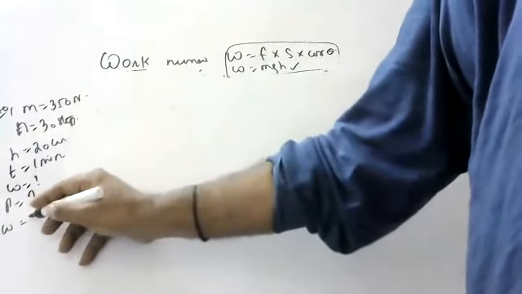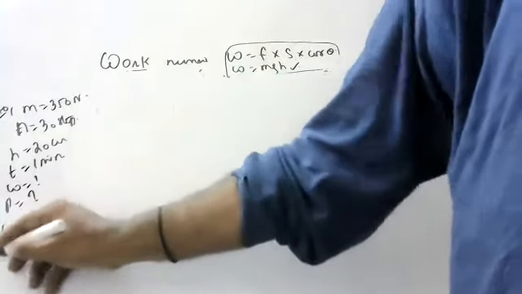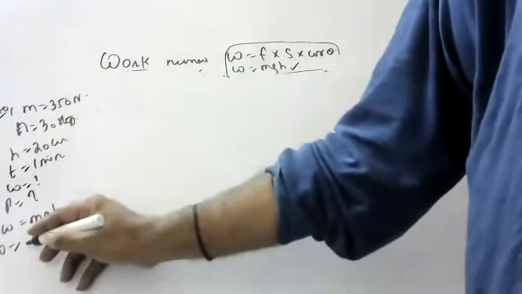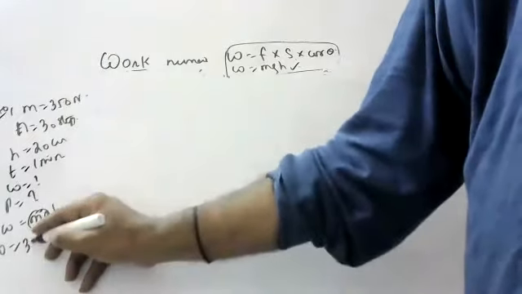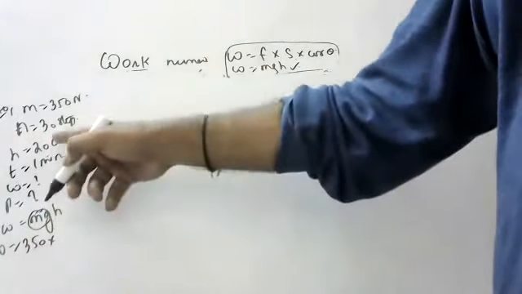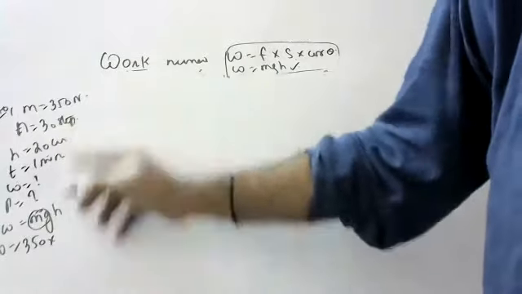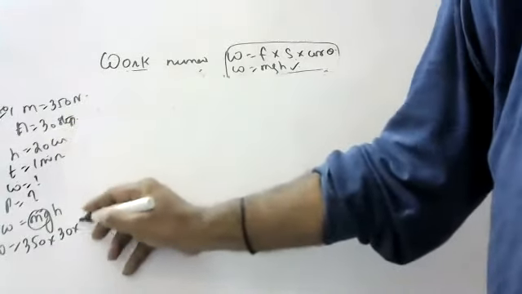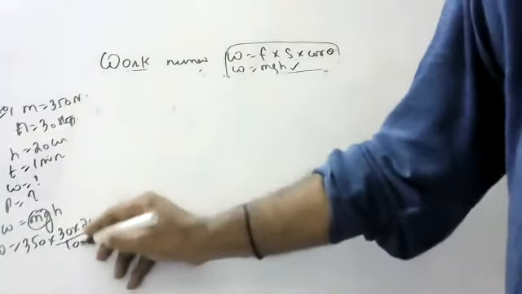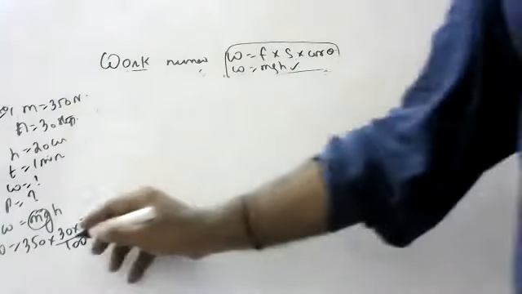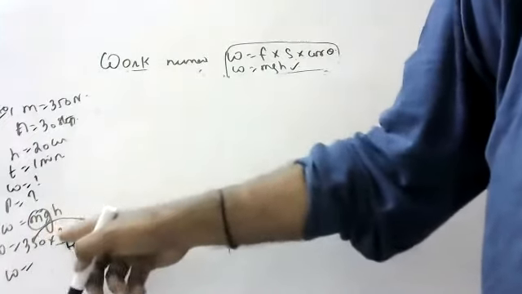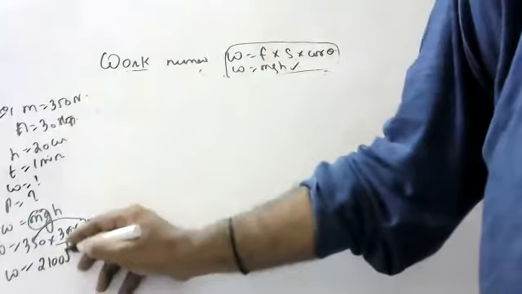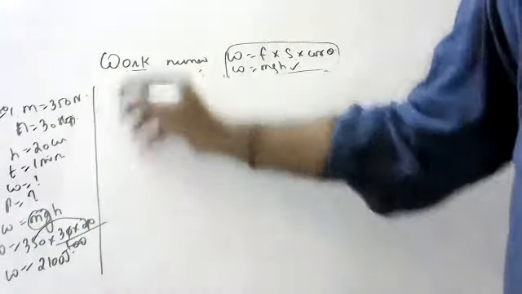How much is work equal to? Work is equal to mgh. Mass into acceleration due to gravity, directly he gave 350. And height is 20 centimeters, 30 steps of 20 centimeters. Centimeters to meters, by 100. So the work is 2100 joules. Now, what is the power?